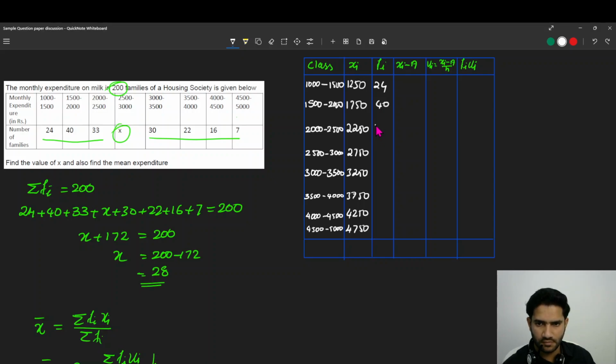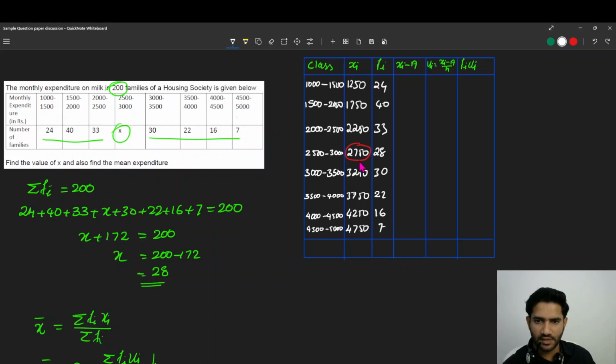40, 33, and x means 28, then 30, 22, 16, and 7. Now we can take assumed mean. I am just considering assumed mean as 2750. Now we can subtract, enter xi.